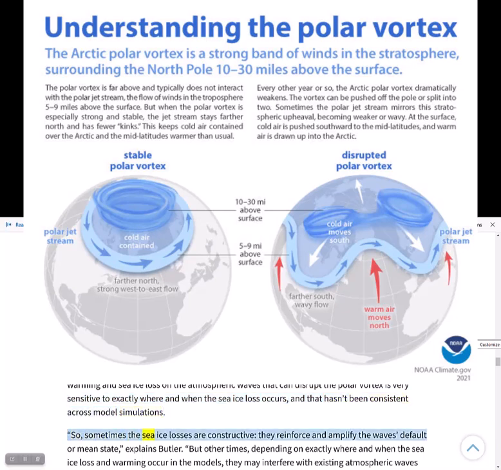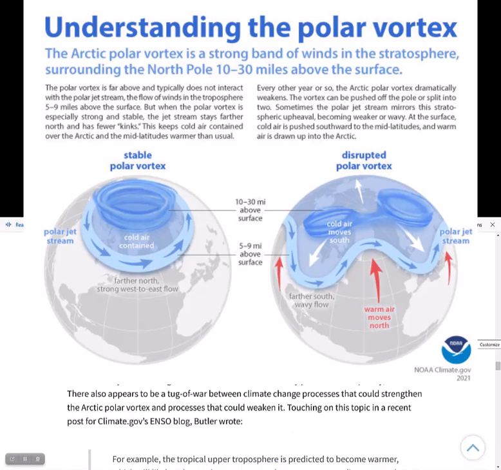"So, sometimes the sea ice losses are constructive. They reinforce and amplify the waves' default or mean state," explains Butler. "But other times, depending on exactly where and when the sea ice loss and warming occur in the models, they may interfere with existing atmospheric waves destructively, canceling them out."